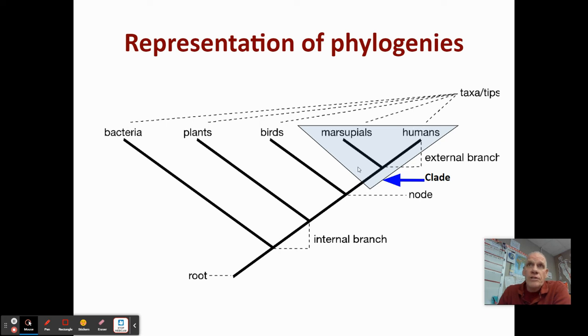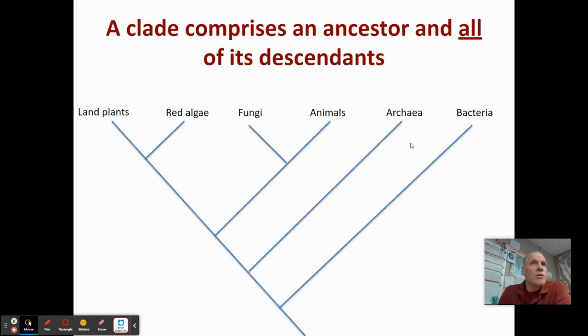This represents a clade. What's a clade? A clade is a common ancestor plus all of the organisms related to it. So if my common ancestor is down here, this would represent a clade because it has all of the organisms that could be here. We have all the marsupials and humans and stuff. Of course, we're missing quite a few there. So a clade comprises an ancestor and all of its descendants.